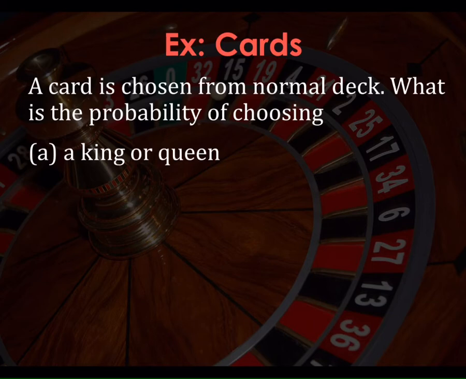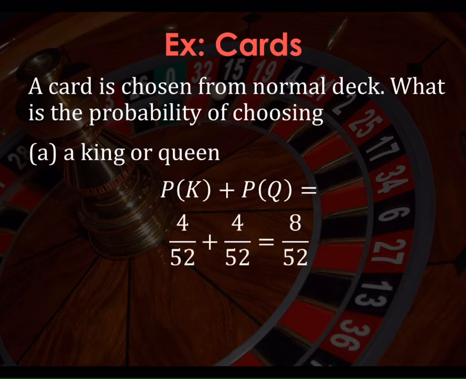A card is chosen from a normal deck of cards. What is the probability of choosing either a king or a queen? So what you want to think about is how many ways are there to draw a king and how many ways are there to draw a queen? Well, there are 4 kings in the deck and there are 4 queens. So the probability of drawing a king is 4 out of 52. The probability of drawing a queen is also 4 out of 52. So combined, add up the probabilities, you get 8 out of 52, or 2 out of 13, or 0.154.